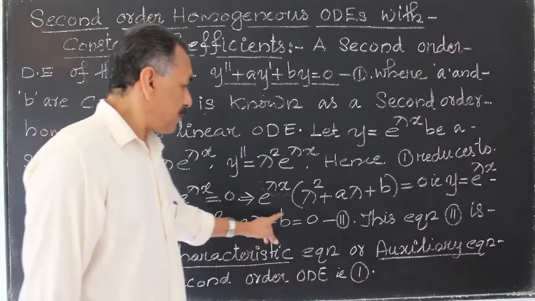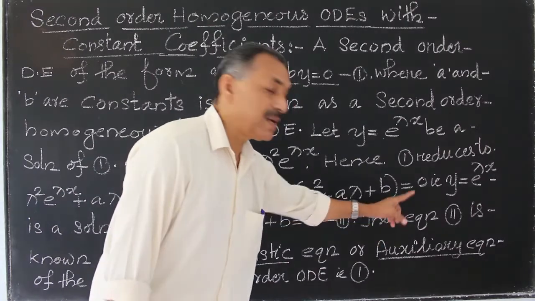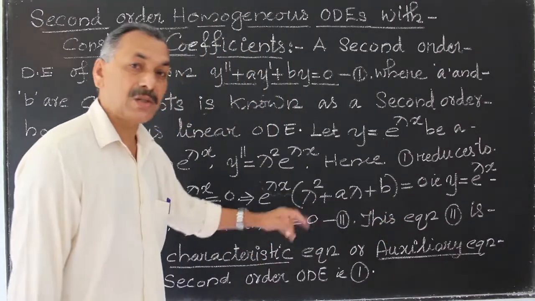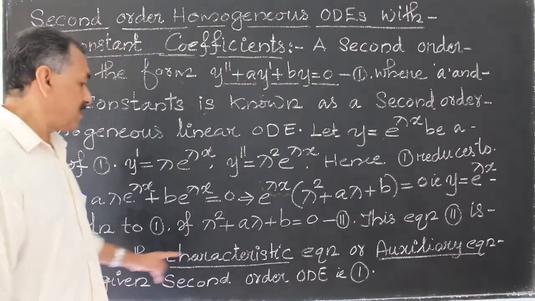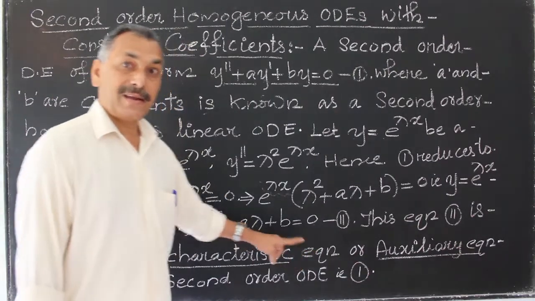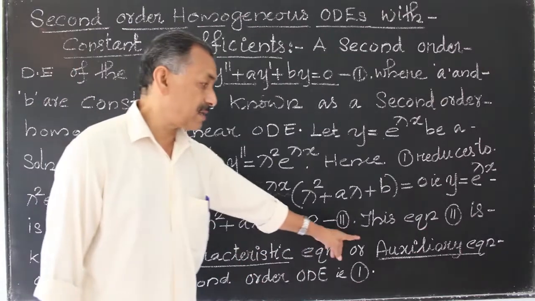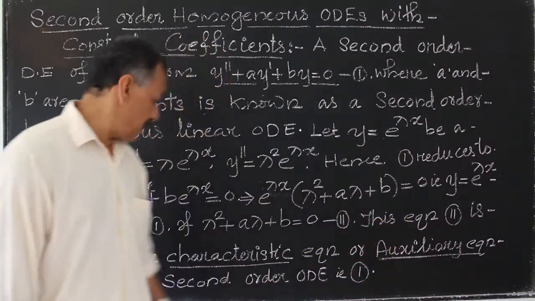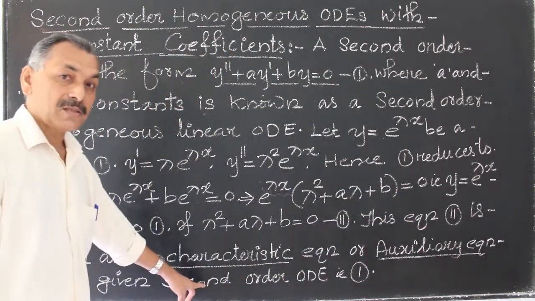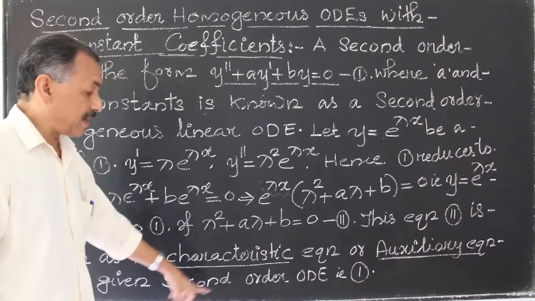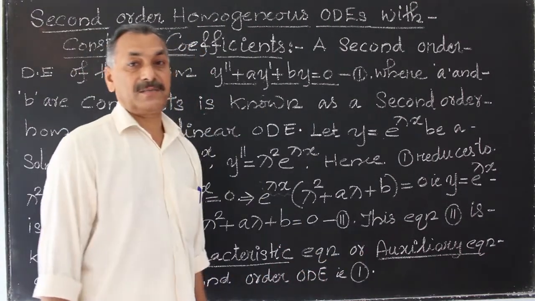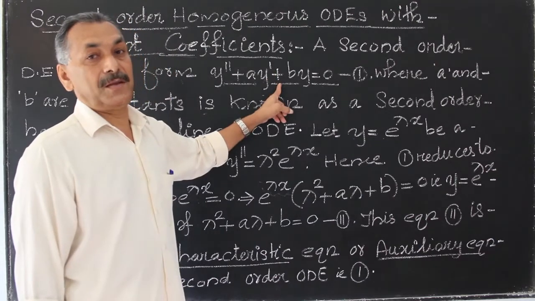Lambda square plus a lambda plus b is equal to 0. This equation 2 is known as the characteristic equation, or auxiliary equation, of the given second order ordinary differential equation.